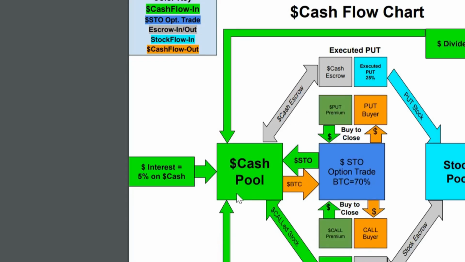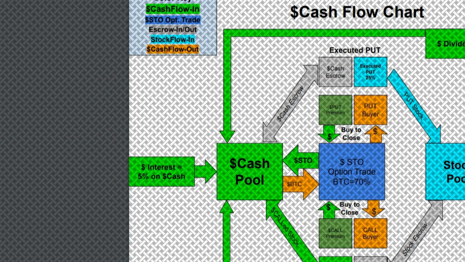Cash went into escrow. The buyer of the put premium came into cash, purchased the contract back. Some small percent went back to the buyer of the put. My escrowed cash came back into my pool and then began collecting an additional 5% from that point on.